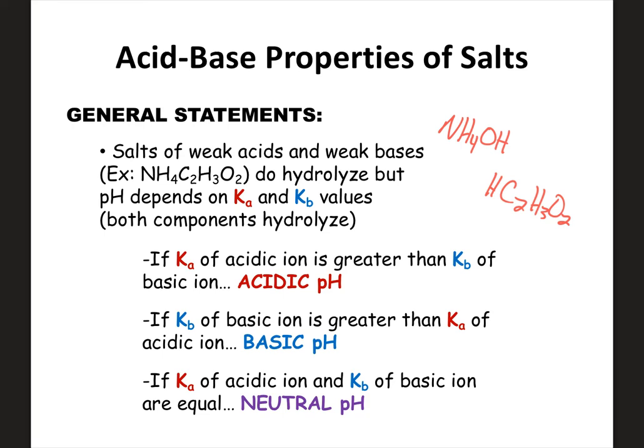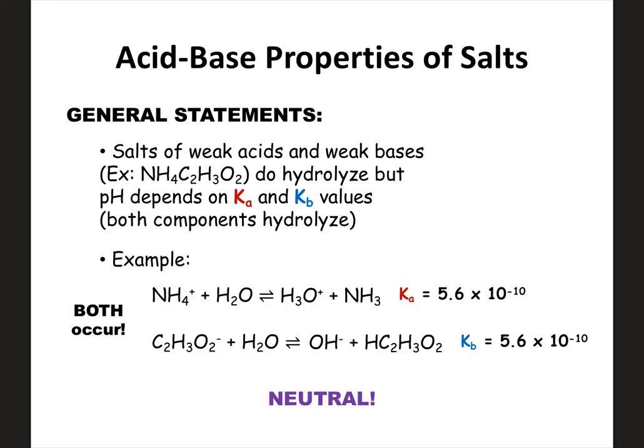If the Ka is greater than the Kb, then I will generate an acidic pH. If the Kb is greater than the Ka, then we're going to generate a basic pH. And if the Ka and the Kb are equal, then it's going to be a neutral pH. So anytime you have a salt that came from a weak acid and a weak base, you need to look at the Ka and Kb values to see what pH is going to form. It does require a little bit of analysis, but otherwise it's not too bad.